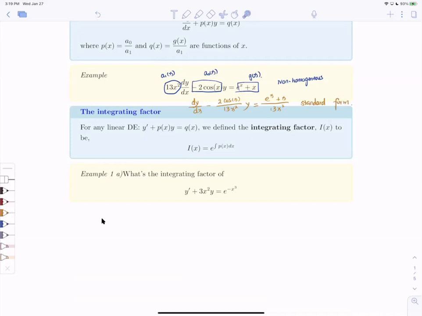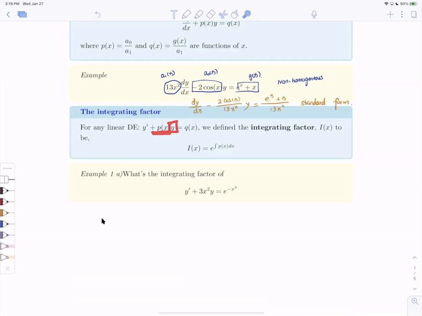So what's the integrating factor? When you write something in standard form, the integrating factor, I of x, or whatever your professor calls it, is going to be e to the integral of p of x. So the factor before your y, remember it has to be in standard form, okay? Whatever the factor or coefficient that y has, you take e to the integral of that. That's going to be your integrating factor.